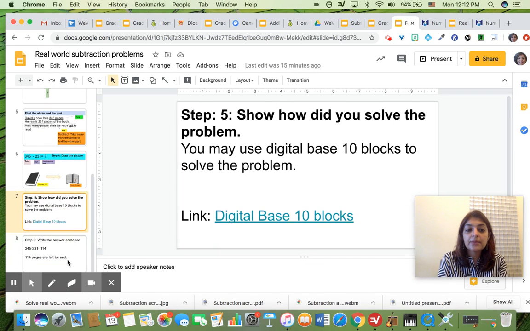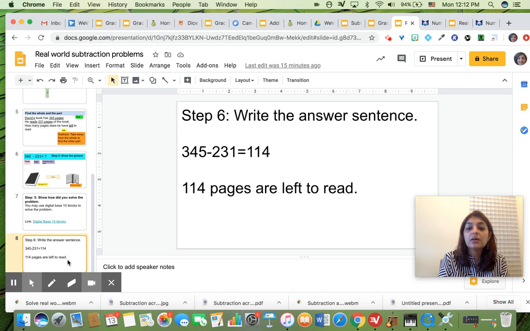So the last step is that we need to write the answer sentence. So always make sure that you write the answer sentence like this. 345 minus 231 is equal to 114. We will say 114 pages are left to read.